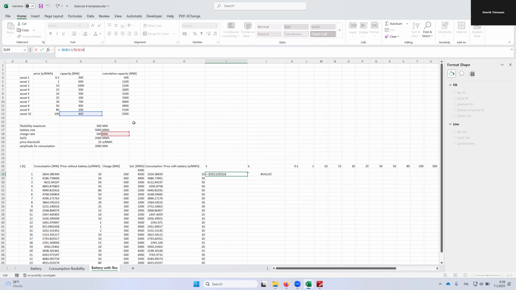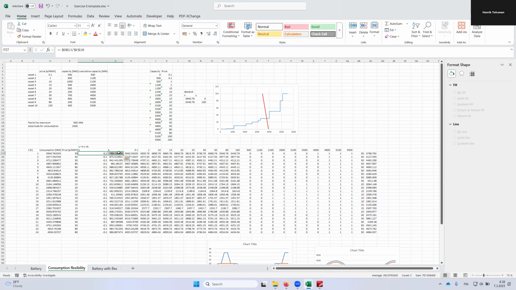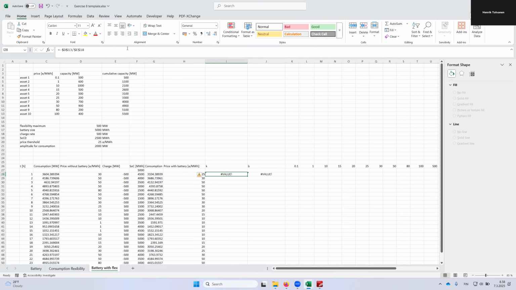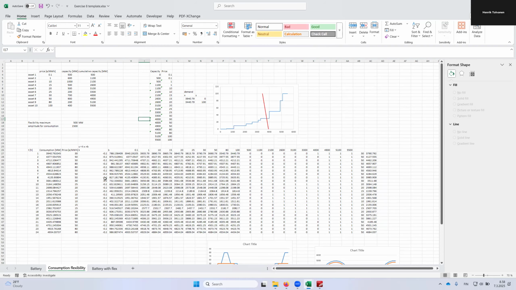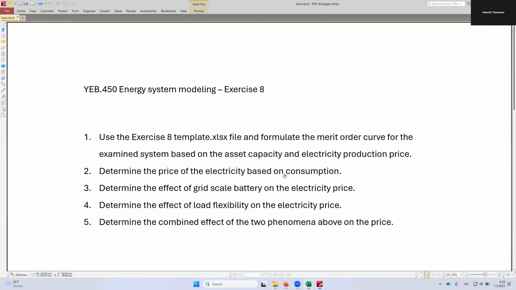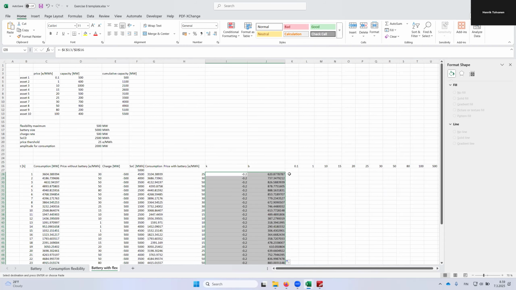So, let's see, how did we do it in here? Already forgot. So that was the flexibility maximum and the price. So flexibility maximum, this was price, and flexibility maximum was 500. And now B is being calculated correctly. So we can do like this. And from this consumption flexibility, I'm going to take this one and copy it to here.